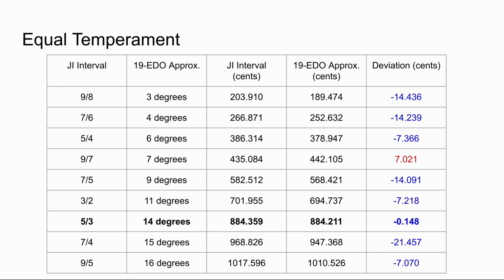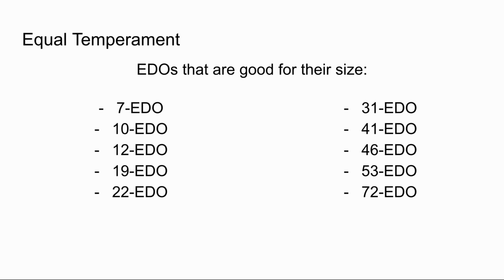EDOs that approximate just intervals well for their size include 7, 10, 12, 19, 22, 31, 41, 46, 53, and 72 EDO. These are all worth trying out without having a crazy amount of notes. As mentioned previously, you can check the second link in the description if you're interested in why these specific EDOs do so well. Also, if you compress the octave by 3.9 cents, then 27 EDO is also a good choice, but I'll have to leave octave compression and non-octave tuning systems for part 2. There, we'll also learn about prime limits, MOS scales, and more.